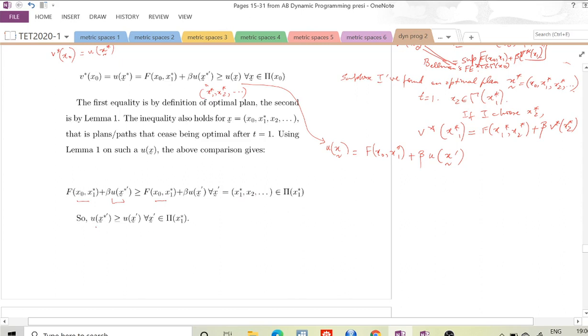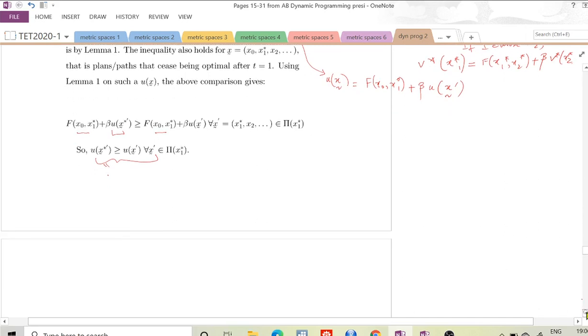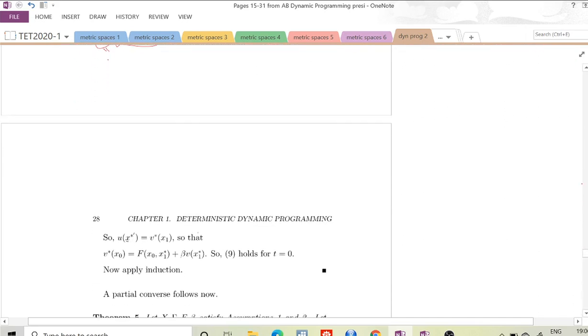So in other words, this is true. But what does this mean? This means that this must be equal to the sup, v star of x1. Okay. So v star of x naught is equal to f of x naught comma x star 1 plus beta u of x tilde star prime. I can replace that with the sup. I've missed out a star here. It should be a star.